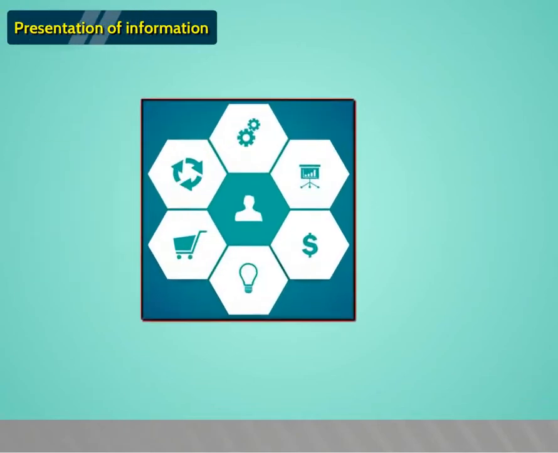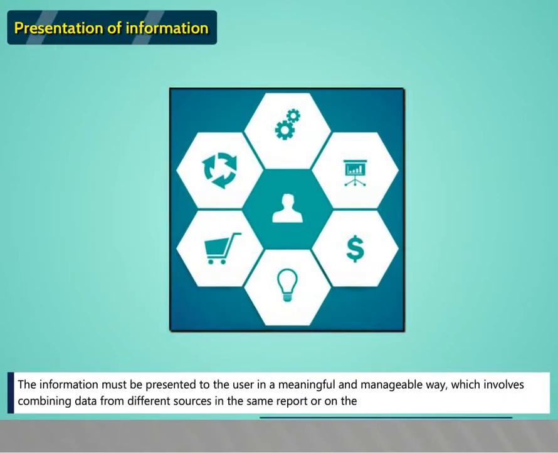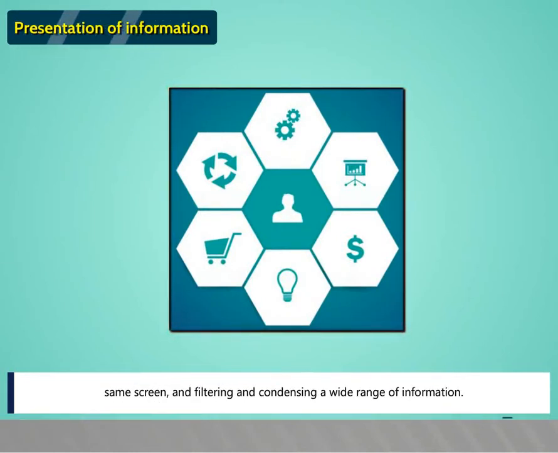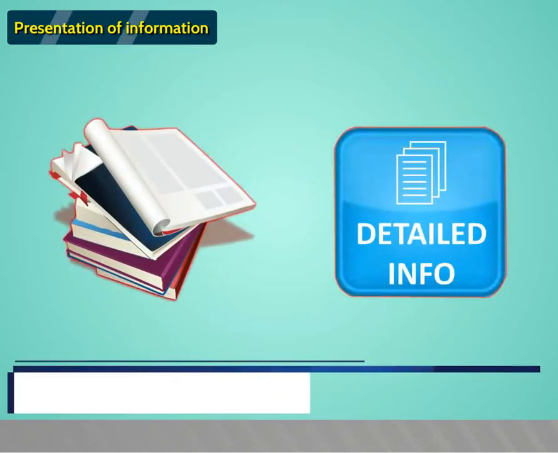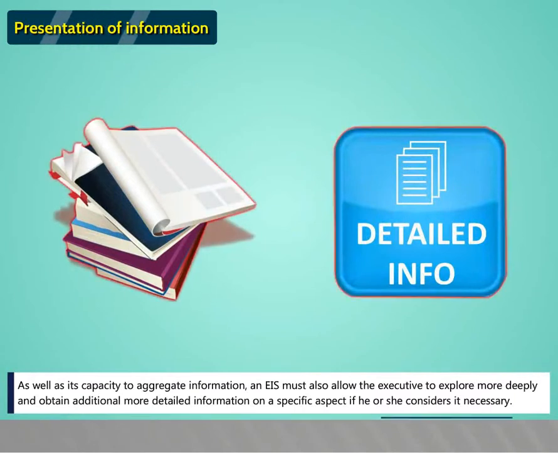Presentation of information. The information must be presented to the user in a meaningful and manageable way, which involves combining data from different sources in the same report or on the same screen and filtering and condensing a wide range of information. As well as its capacity to aggregate information, an EIS must also allow the executive to explore more deeply and obtain additional, more detailed information on a specific aspect if he or she considers it necessary.